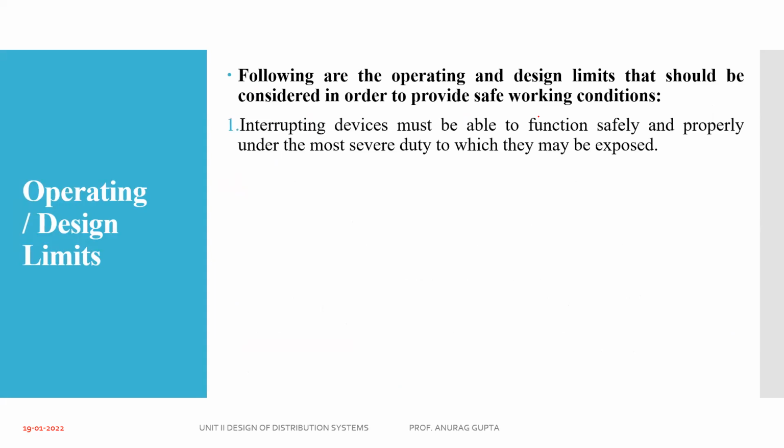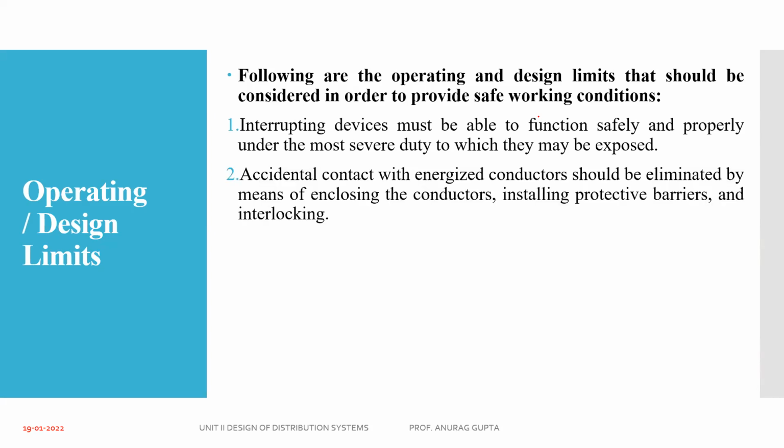Number one, interrupting devices, that is, relays and circuit breakers, must be able to function safely and properly under the most severe duty to which they may be exposed. Suppose we are working on any circuit breaker or any relay. We are already designing the system, but if that relay, circuit breaker, or any interrupting or safety device is not working under severe conditions or other types of faulty conditions, of course there is no need for such a system.